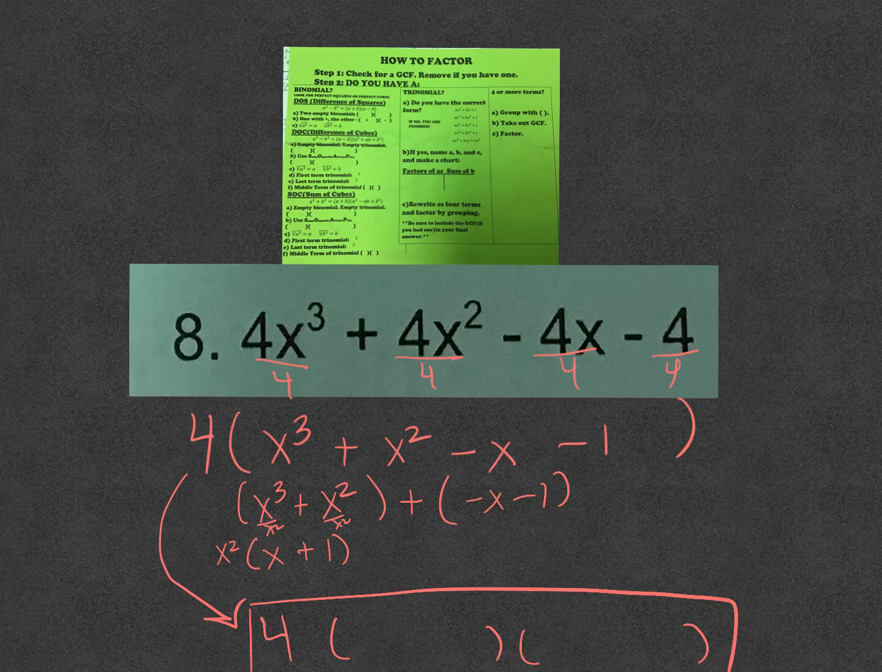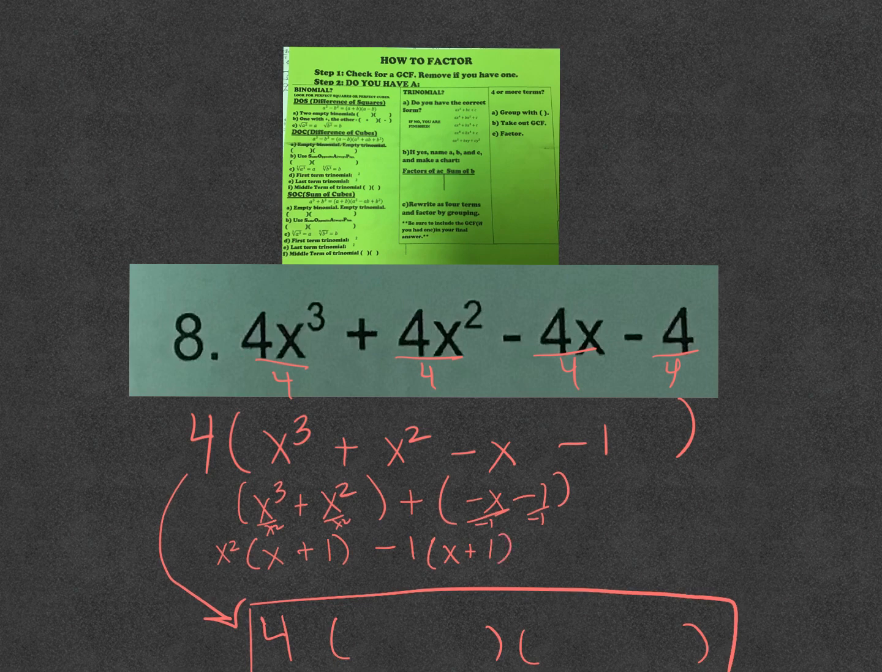Negative x and negative 1 have a common factor of negative 1. So I am going to factor negative 1 from both of these. Negative x divided by negative 1 is positive x. Negative 1 divided by negative 1 is positive 1.